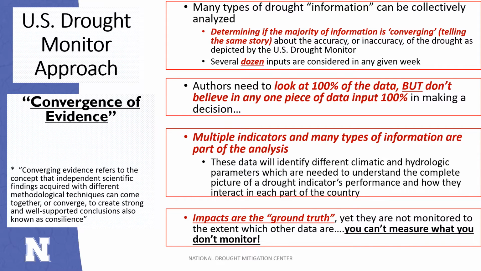The authors don't cherry pick the best or the worst indicators to show on the map, but we focus on where the majority of the indicators are pointing. Each of the pieces of data will identify specific pieces of the water cycle. Impacts will validate the physical data, but unfortunately they are not monitored to the same extent that physical variables are.